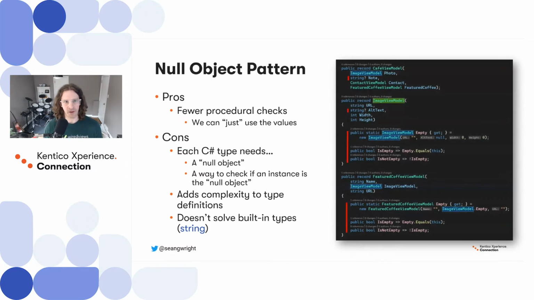So these things compose well together. However, we end up in this situation where we have null reference types for the built-in C# types, and then we have the null object pattern for our custom types. This can be problematic because now we're coming up with two solutions to solve what should be the same problem. And it can be difficult to maintain consistency of this approach across the project and a team.